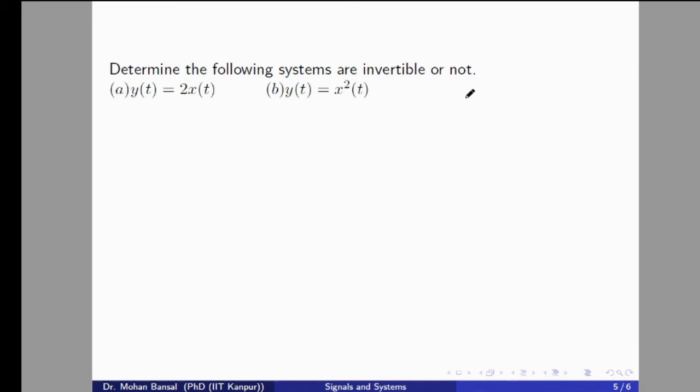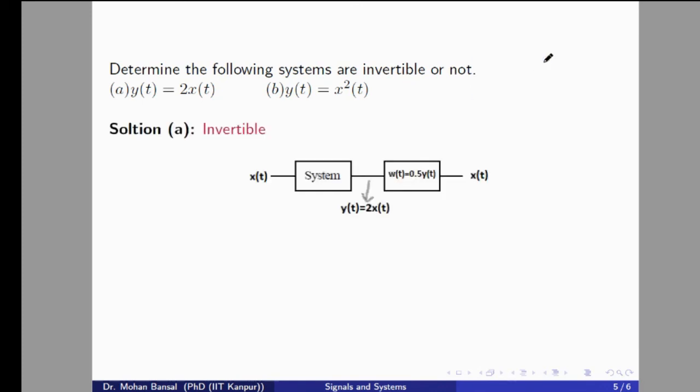Now we will check whether the systems are invertible or non-invertible. Here, the input x(t) is given to the system, and we are getting y(t), which is 2x(t). Now we have to uniquely recover the input signal x(t), and we can easily recover it if we multiply y(t) by 0.5, or 1 by 2. So w(t), the new or inverse system, will be 0.5 y(t), and the 2 will cancel with the 0.5, then we get x(t). This system is invertible.